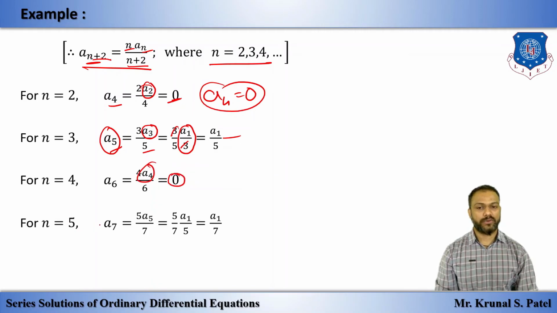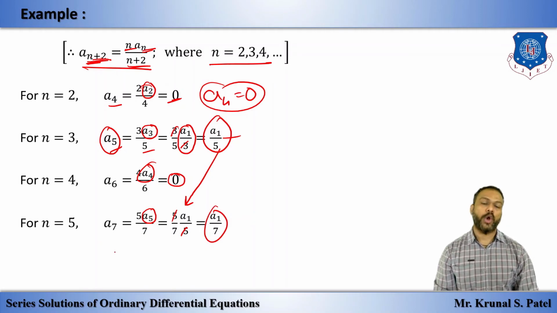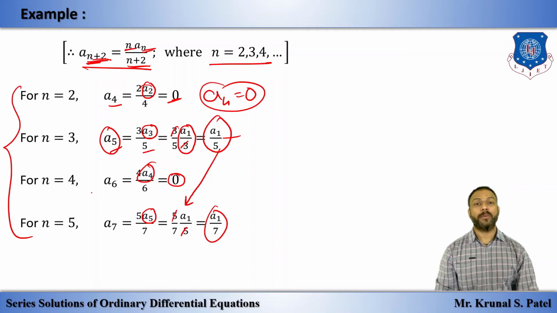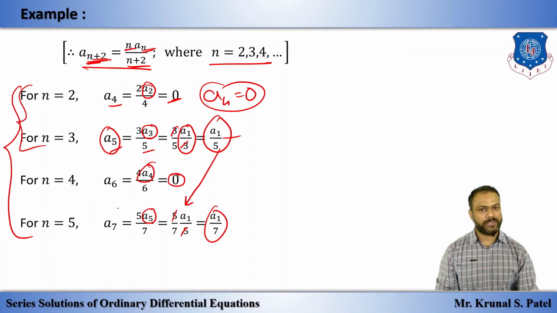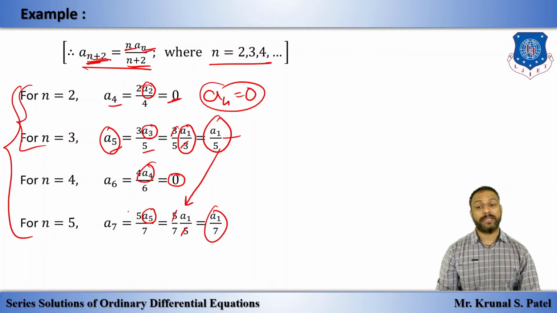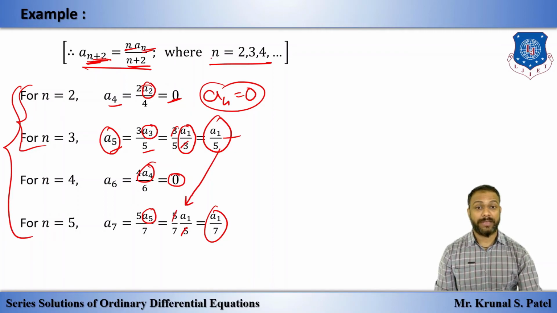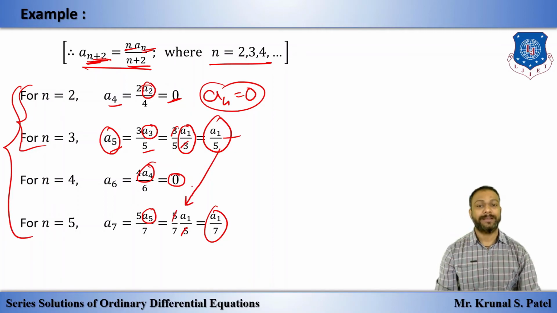Now we will put n equal to 5. So 5 plus 2 is 7. This is 5a5, and 5 plus 2 is 7. Now the value of a5 is a1 by 5, so we put it here. By cancelling out this 5, we have a1 by 7, and so on. We will put only 3 or 4 values, or if there is complication, only 2 values. There is no need to put each and every value, because n runs from 2, 3, 4 up to infinity. That's why we write it as so on.